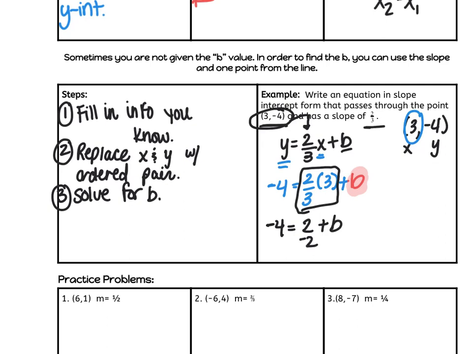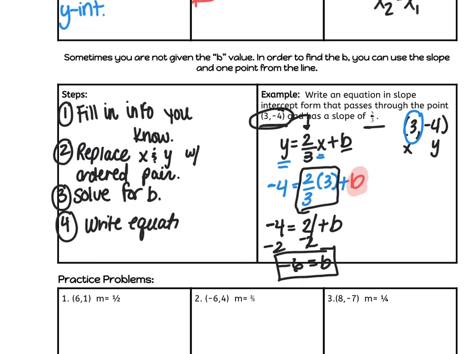I'm going to move 2 to the other side of my equation, and I'm going to end up with negative 6. So now I know that my b value is -6. From here, your last step is you're going to write your equation in slope-intercept form.